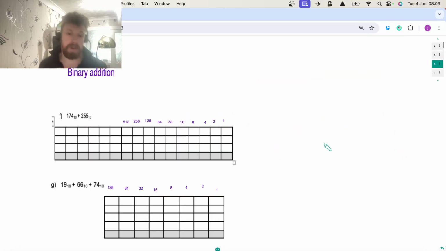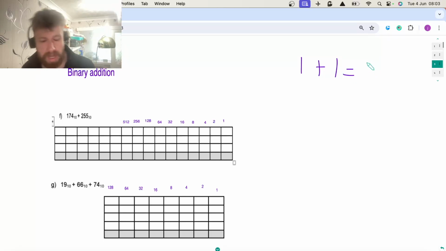Okay, binary addition. With this, we're also going to have a little look at binary subtraction after this. A couple of the rules, just as a quick reminder: obviously 0 plus 0 equals 0. Ones, I see people make quite a lot of different mistakes in there. So 1 plus 1 is where it gets a little bit weird. In binary, we can't have 2.